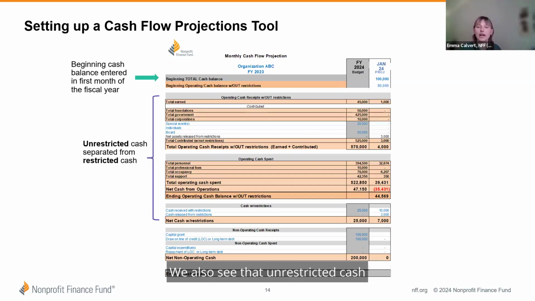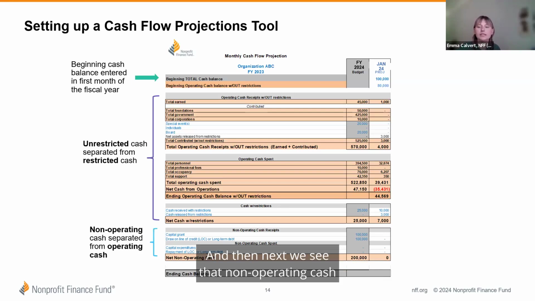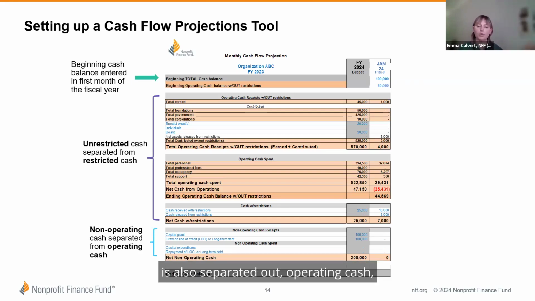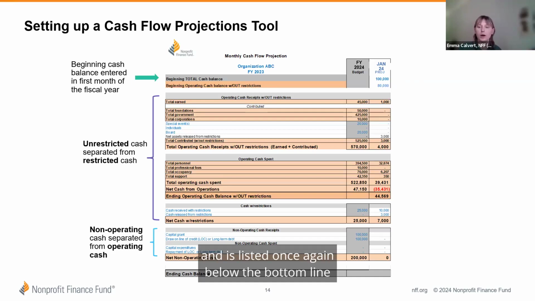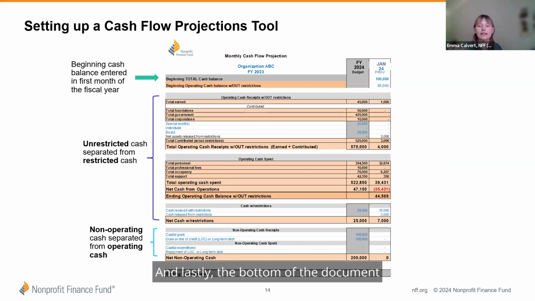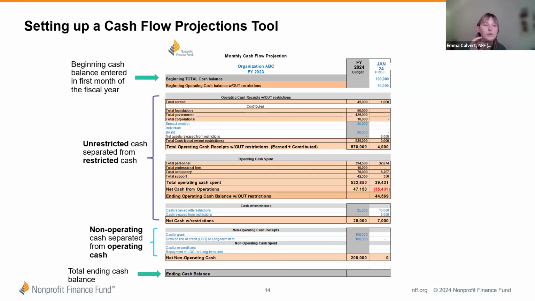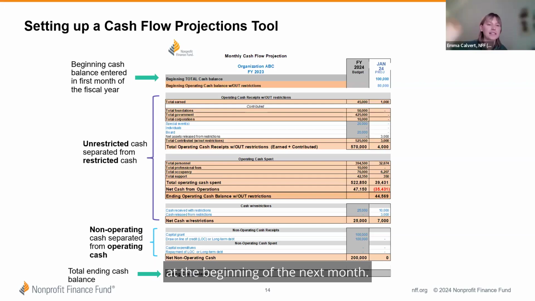We also see that unrestricted cash is separated out from restricted cash, with unrestricted cash listed at the top, since it's more flexible and available to use. Next, non-operating cash is also separated out from operating cash, and is listed below the bottom line, since non-operating activities are episodic, irregular, and aren't core to the organization's business model. So you don't want that to inflate your picture of what your cash looks like. And lastly, the bottom of the document shows the total ending balance, which will be the beginning cash balance at the beginning of the next month.